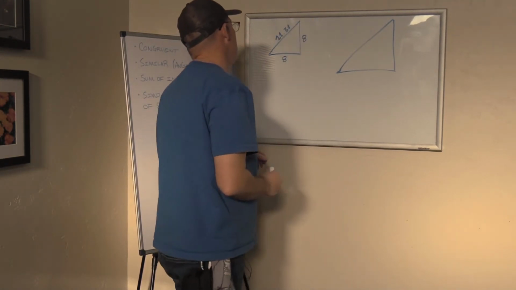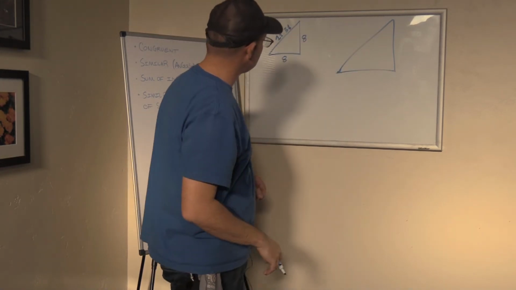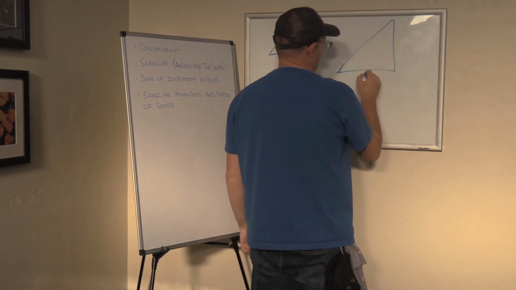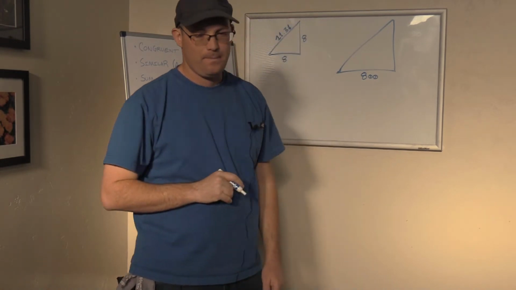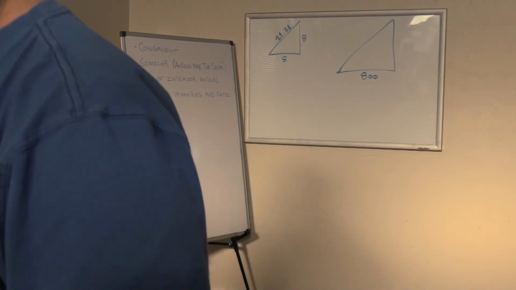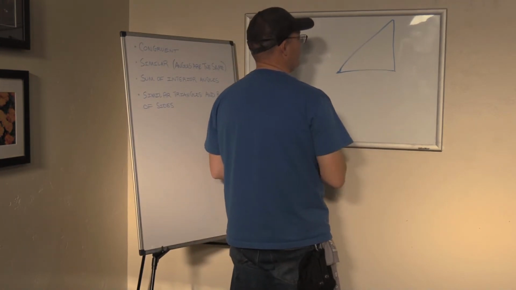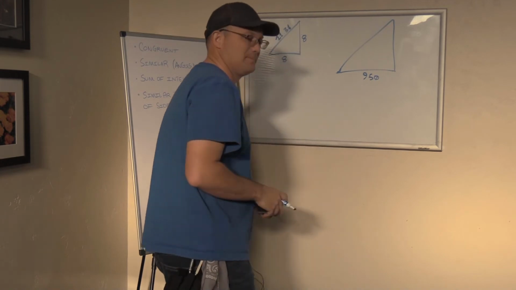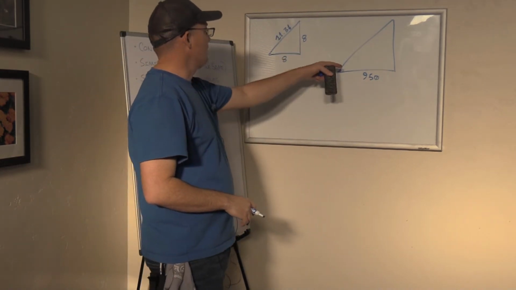I'm going to tell you these triangles are similar, so they have the same angles. Now I'm going to give you one side here. I'm going to say this side right here is 800. Actually, I'm not going to do that because that would make it too easy. So let's say it's 950. Now, we know the relationship.